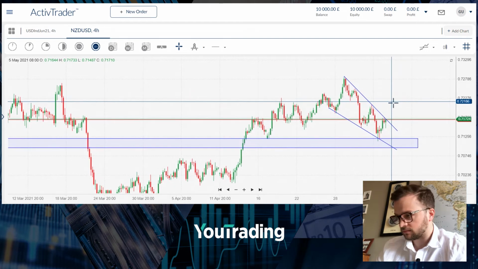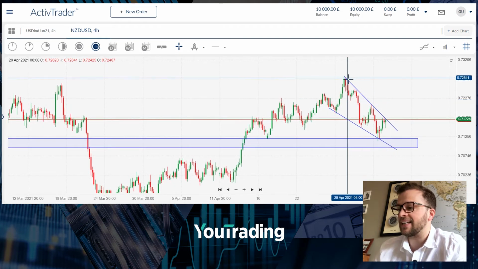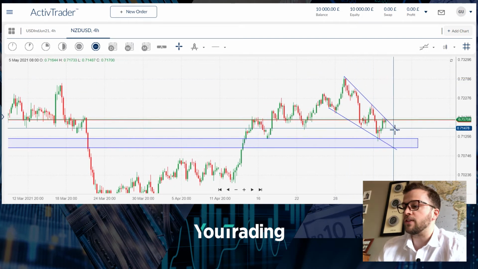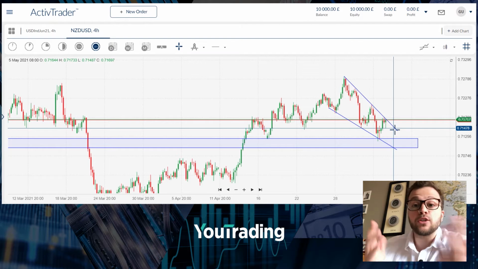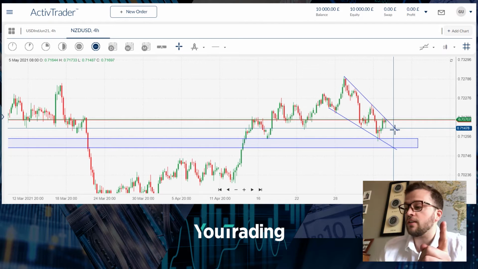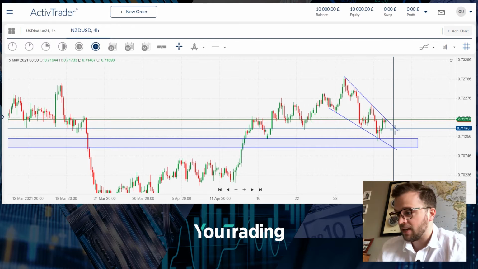And now NZDUSD is testing the upper part of this trend channel with a potential break on the cards should the dollar allow it, because remember, with NZDUSD, obviously Kiwi, New Zealand economic factors are important, but largely it's going to be determined by the fate of the US dollar.